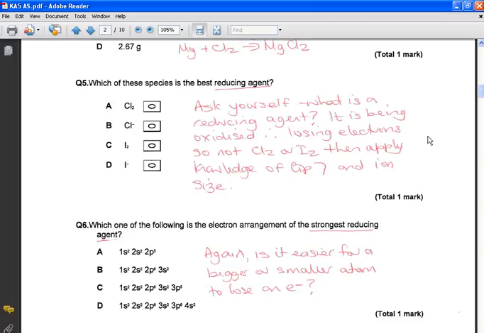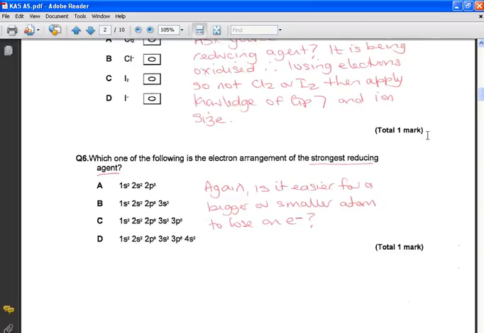Which of the species is the best reducing agent? Again, what does that mean? It means losing an electron because it's being oxidized. So let's eliminate the molecules chlorine and iodine, and then think about group 7 and the size of the ion. Which one will lose its electron easier? Okay, and it's D, of course.